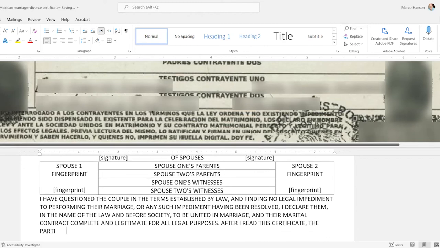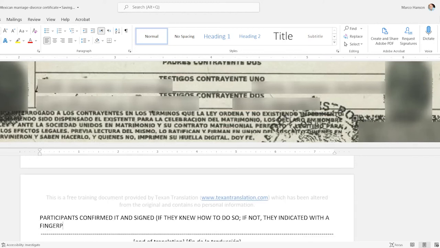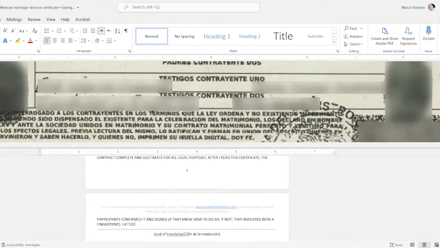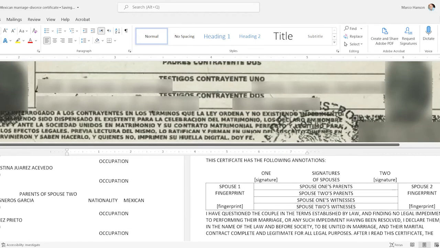After I read the certificate, the participants, having been read aloud, confirmed it and signed. And then I've decided to use parentheses in here to insert the note about los analfabetos, los que no saben firmar. If they knew how to do so, if not, they indicated with a fingerprint. Close parentheses, period. I attest. Okay. So this was my solution to a very challenging paragraph, and I'm going to pause for a second and ask if anybody has any questions or suggestions.